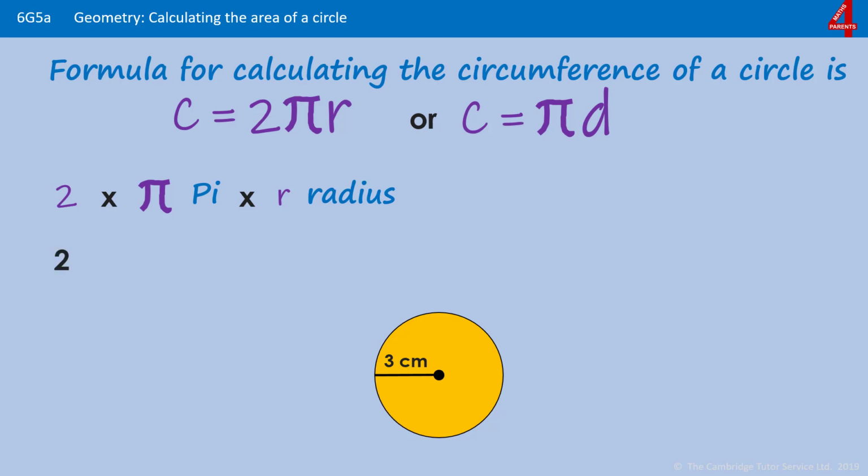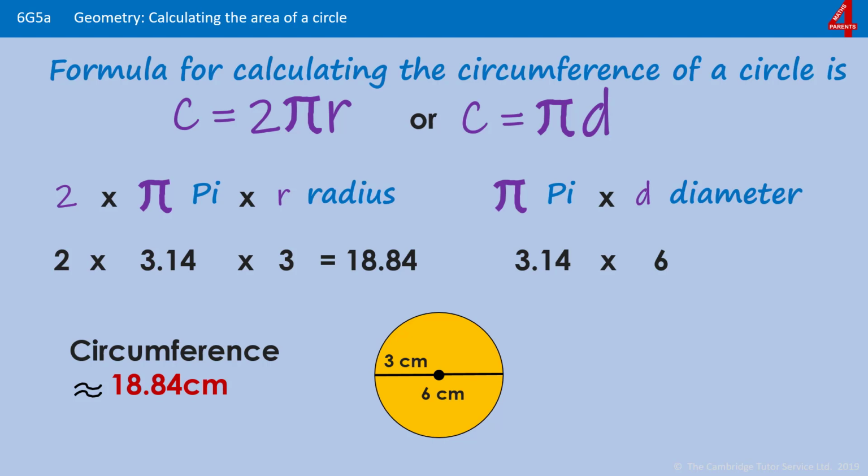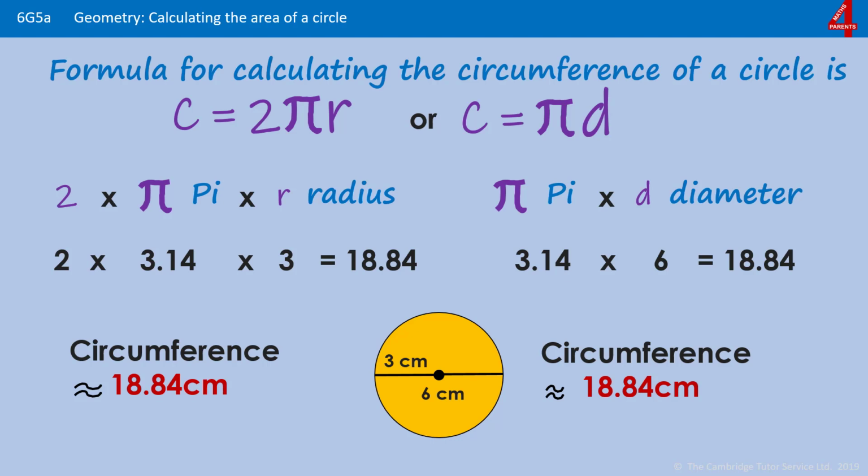So 2 times 3.14 for pi times 3 for the radius. And we get 18.84, which is the approximate circumference of this circle. Just to show you that it would be the same using the other method, so we have pi times diameter. And we just remember that the diameter is twice as much as the radius. So that's pi, 3.14, times the diameter, which is 6. And that's 18.84. The approximate circumference of this circle is 18.84 centimetres.